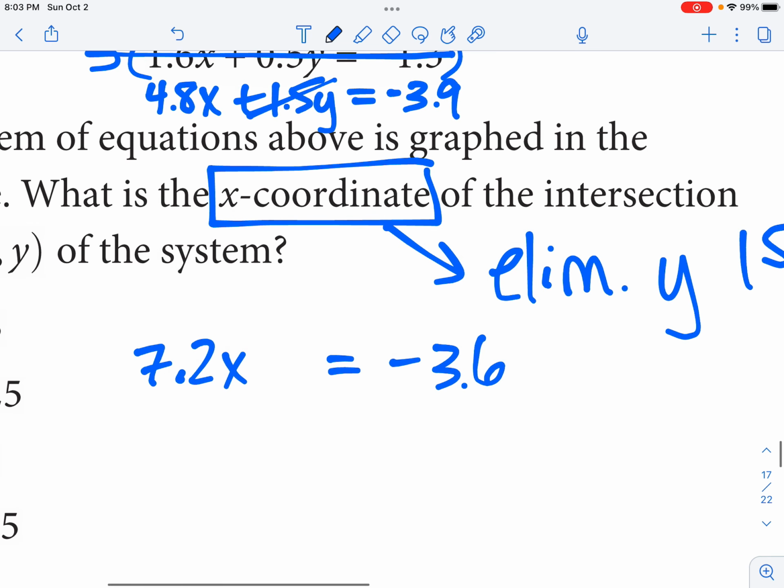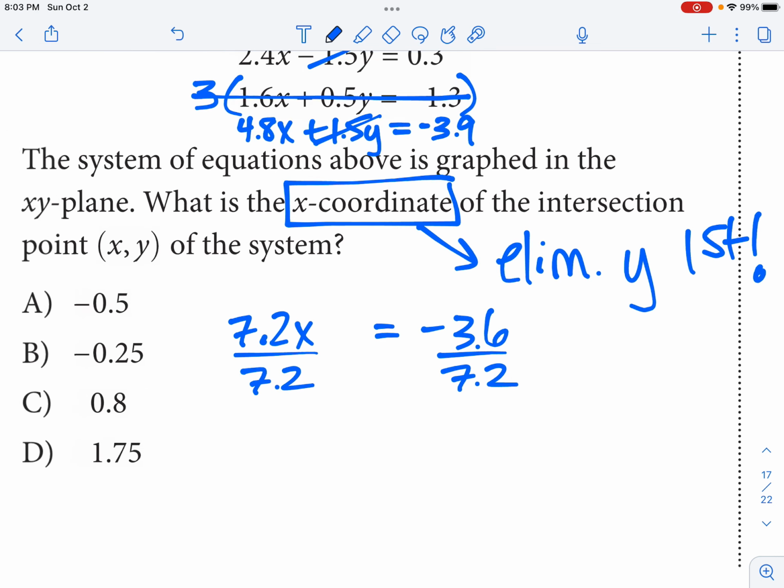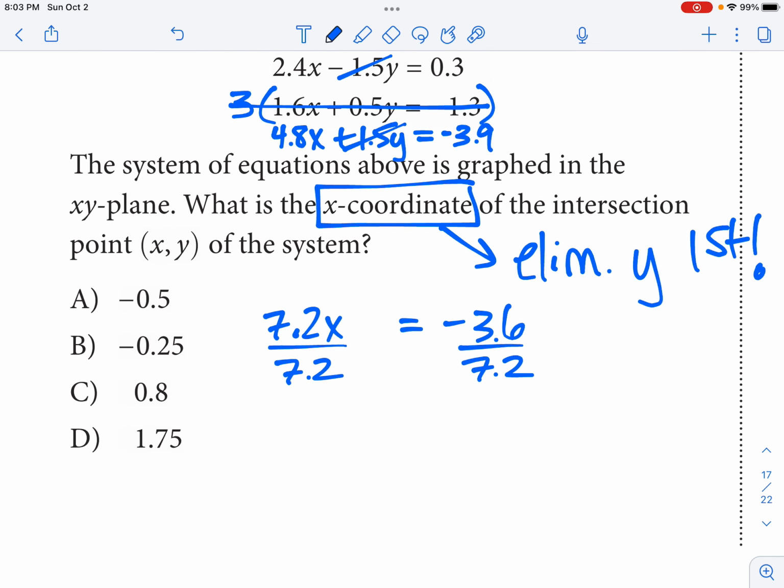And so be careful here. It's common if you're going too fast to get this backwards in your head, but we're actually dividing both sides by 7.2 in order to clear the fraction. So the answer here is not 2. It's actually negative 1/2, and that is why we get A.